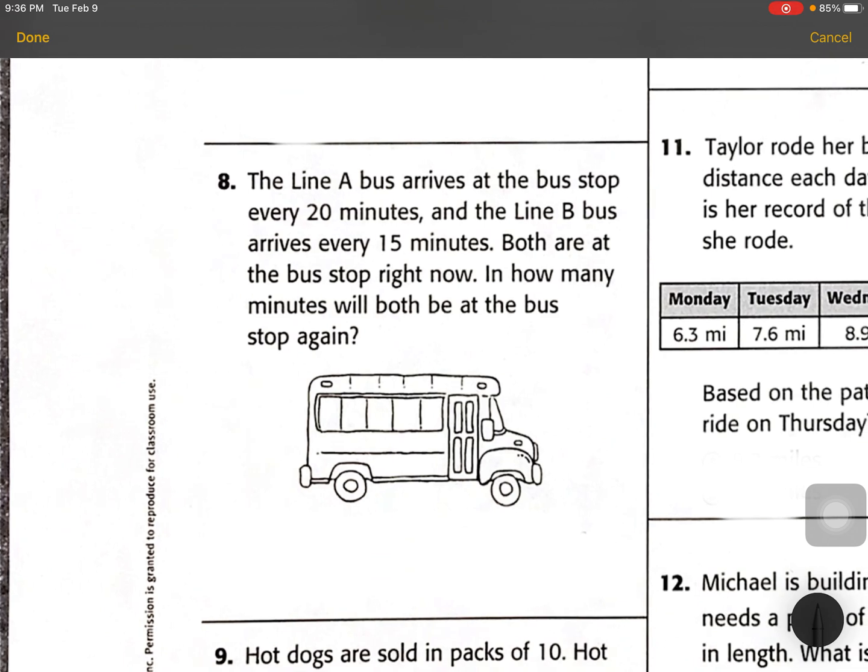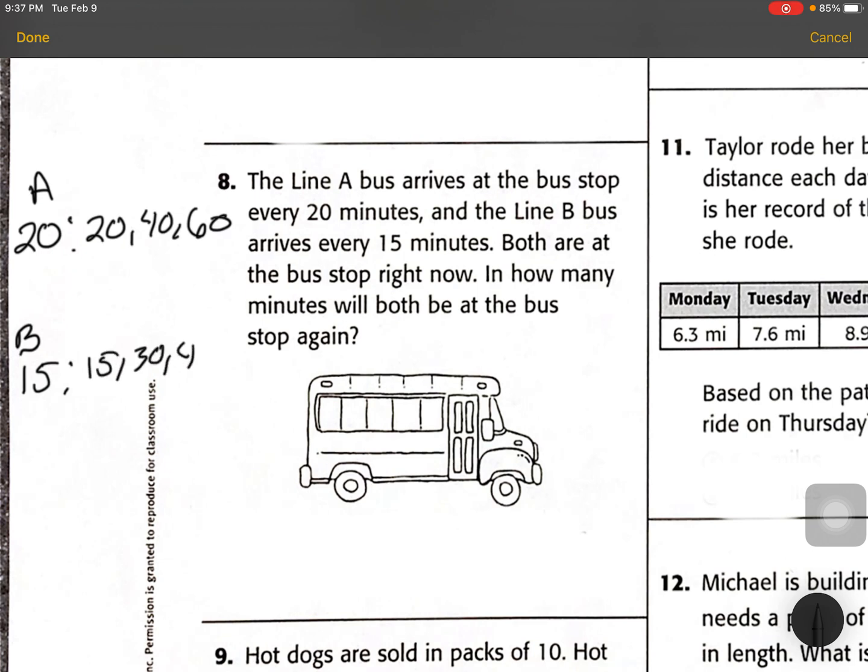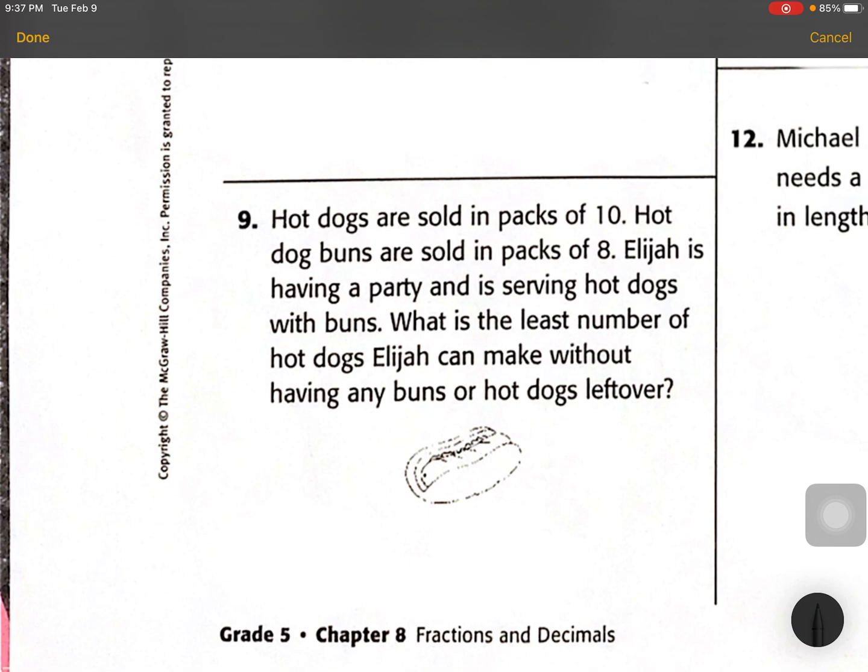Number 8, the A-line bus arrives at the bus stop. The A-line bus arrives every 20 minutes. And the B-line bus arrives every 15. When will they both be at the same stop? Okay, this is going to be least common multiples, so you're skip counting. So 20. You go 20, 40, 60. 15, you go ahead and skip count. So 15, 30, 45, and you keep skip counting until you see a number that they both share. And that's when both buses will be at the bus stop at the same time.